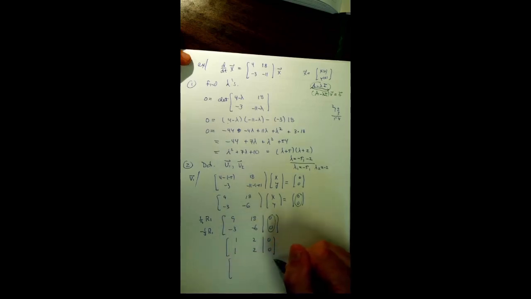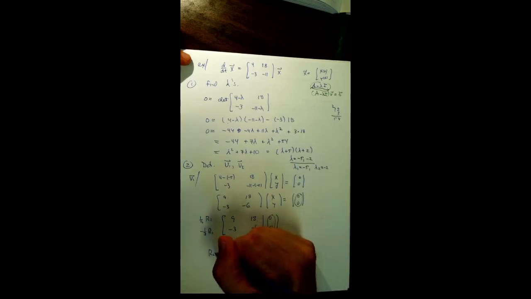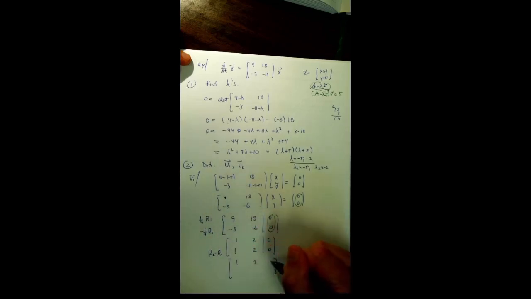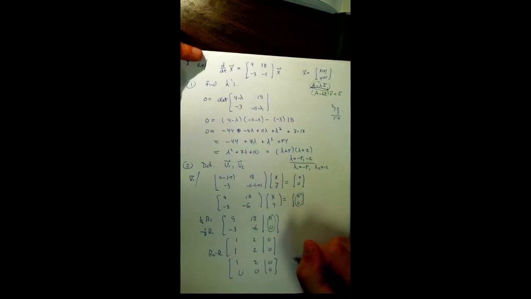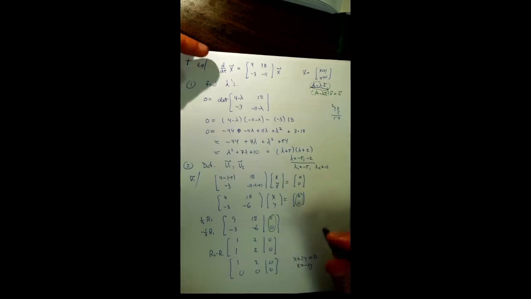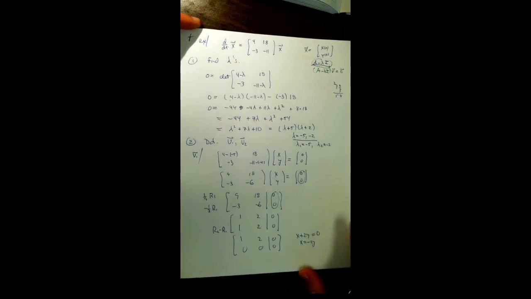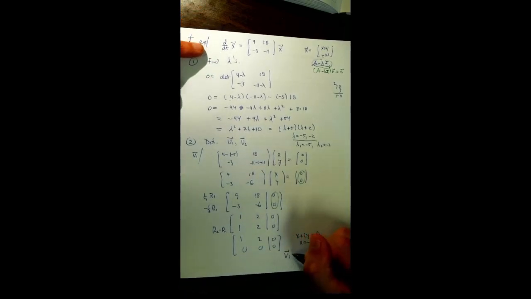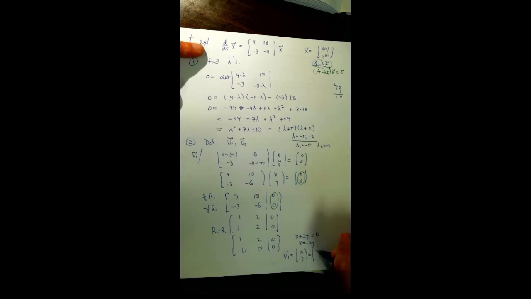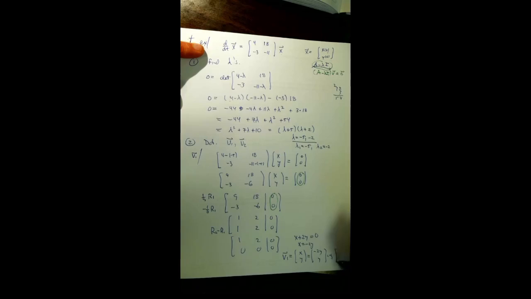So I can immediately see that if I take row 2 minus row 1, I'll get 1, 2, 0 for the top row, then 0, 0, 0. So I get x plus 2y is 0. So x is minus 2y. So for my v1, which is x, y, x is minus 2y. So if I factor out a y, I get minus 2, 1.